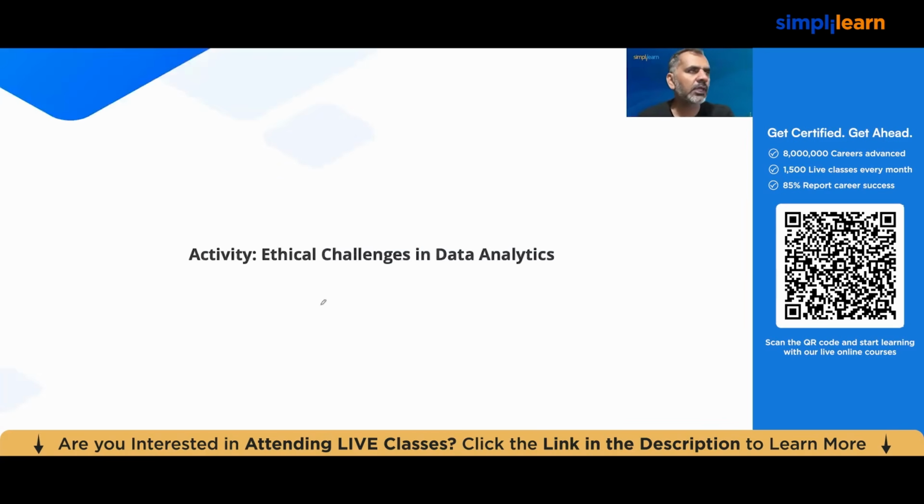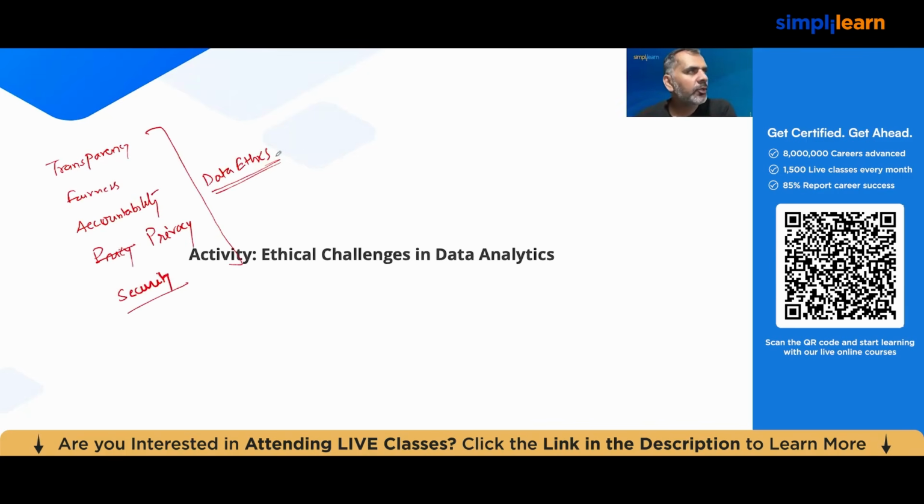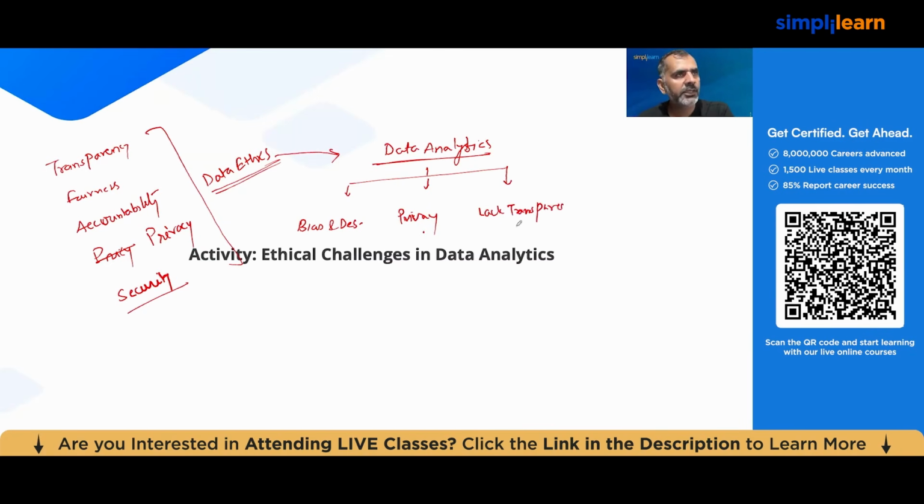Now let's talk about ethical challenges in data analytics. So we have seen what the common key principles are: you talk about transparency, fairness, accountability, and privacy. And when you introduce these data ethics into data analytics, you talk about three major things. One is bias and discrimination. Second, you talk about the privacy concern. And third, you talk about lack of transparency. This is something we have seen till now. Now, when you introduce them, what are the ethical challenges that you see? Let us discuss them and try to understand them in detail.